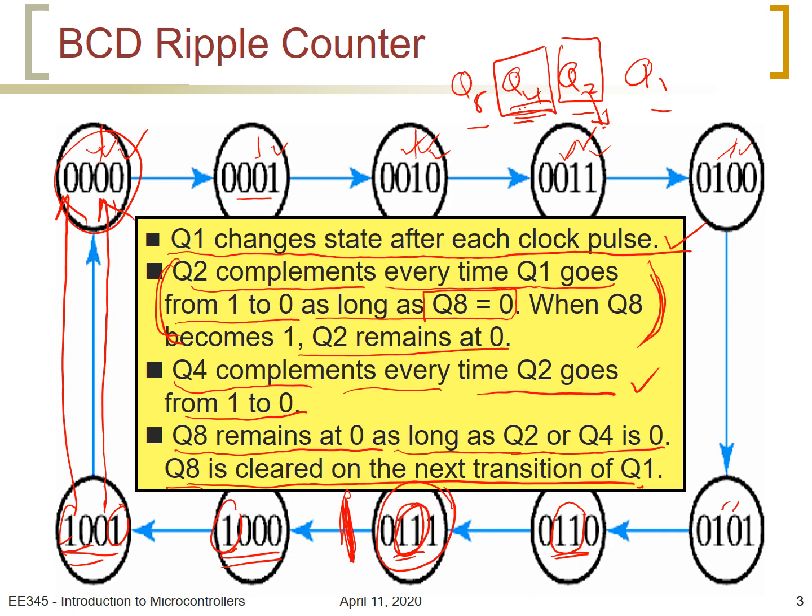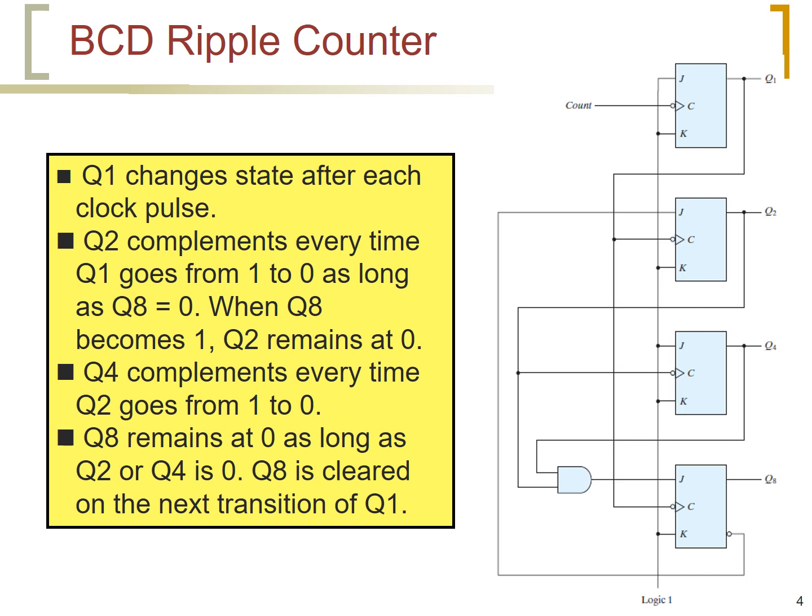Now, these rules, as a matter of fact, will enable us to design the hardware. Design will depend upon what type of flip-flops we choose. If we choose the JK flip-flops, then the counter will be designed as follows. The first flip-flop will be Q1 here, and then Q2, and Q4, and Q8. Each flip-flop will have JK inputs, and according to the rules, Q1 must change state after each clock pulse or after each count pulse. So we connect the count pulse to the first flip-flop.